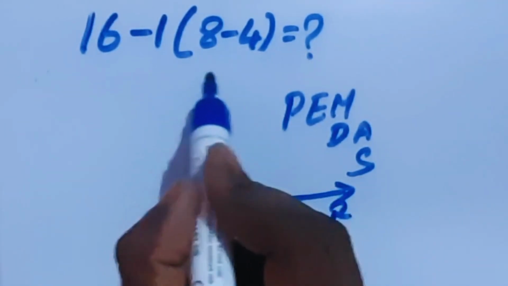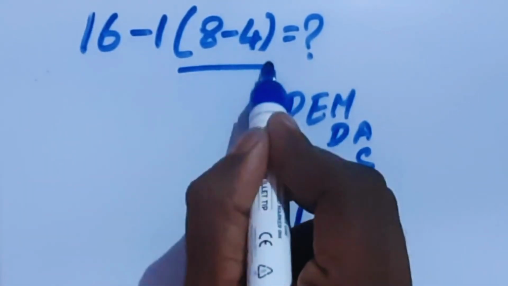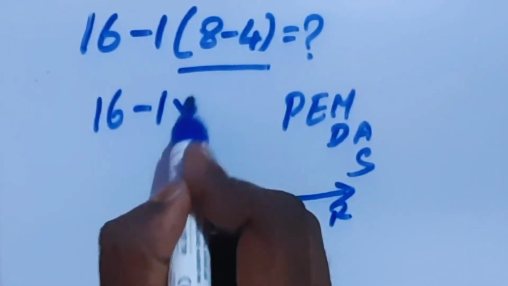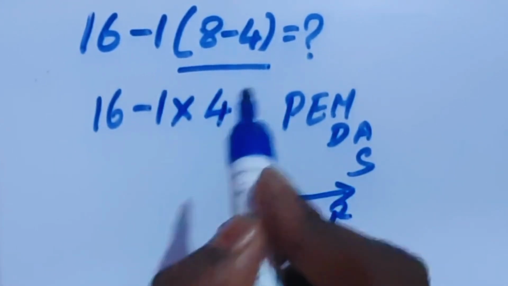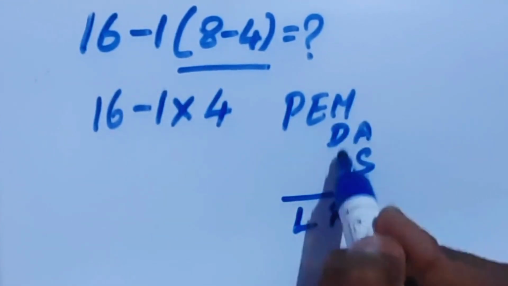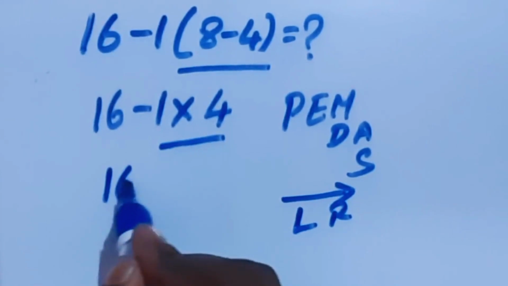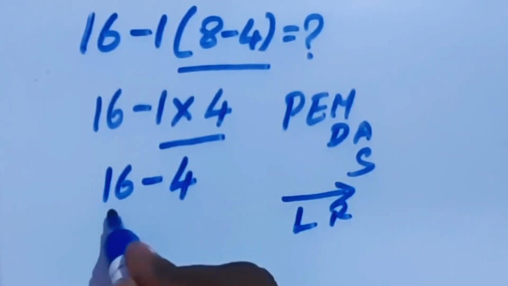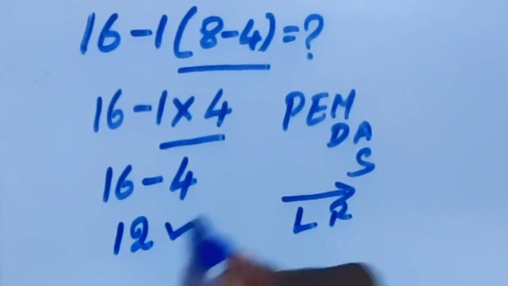We are going to do this in the correct way by using order of operations PEMDAS. As per this, we have to do this bracket first. So, 16 minus 1 times this bracket, 8 minus 4 is 4. Now here subtraction and multiplication. Multiplication is higher priority in this PEMDAS rule. So we have to do this first. 1 times 4 is 4. Now 16 minus 4 is 12. This is the correct answer.